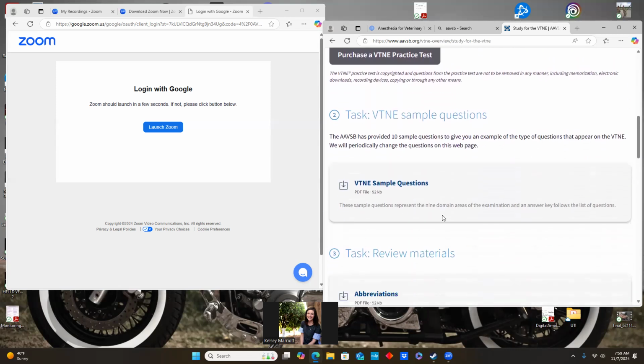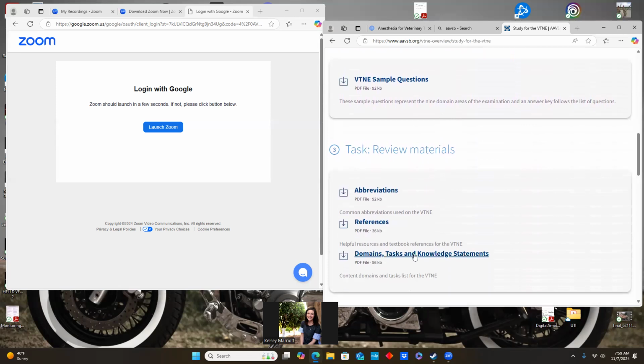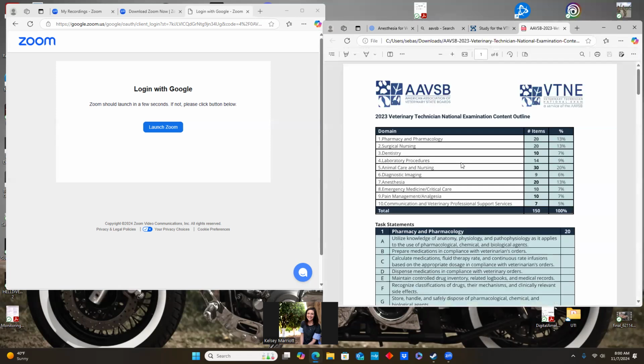I also do want to let you guys know about the domain task list. This task list is super helpful because it shows you what categories are going to be on the VTNE. And this year they added a 10th category, which is communication and veterinary professional support services. Here it tells you how many items go with each domain as well as the percentage. So you can see anesthesia is a pretty hefty one, at about 13% of the test.